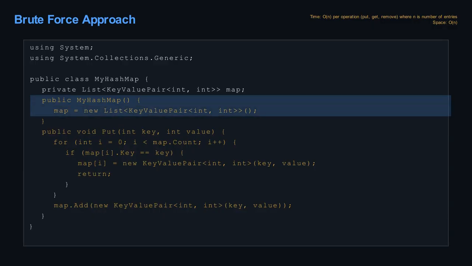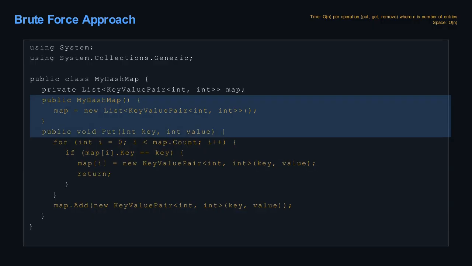Let's walk through the example with this approach. Initially, the list is empty. Put 1 1, list becomes 1 1. Put 2 2, list becomes 1 1, 2 2. Get 1. We check the first pair, key matches, return 1. Get 3. We check 1 1, no match. Check 2 2, no match. End of list, return -1.